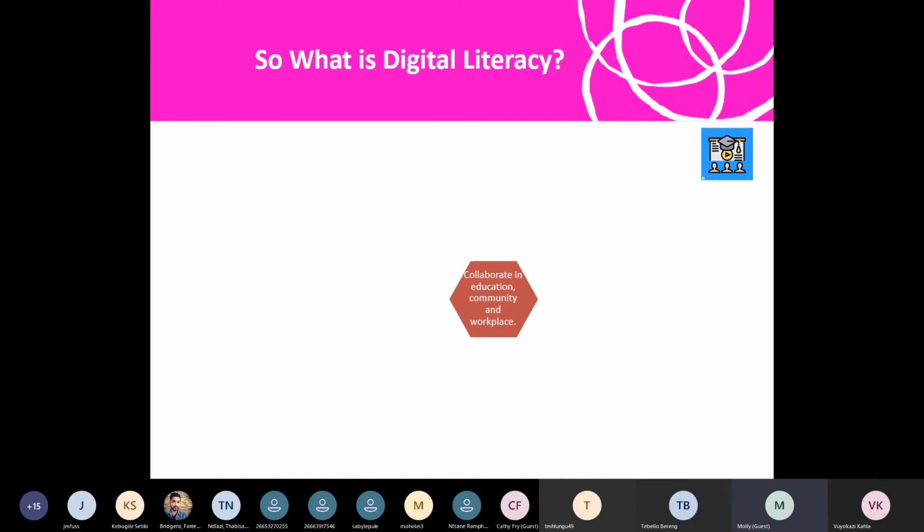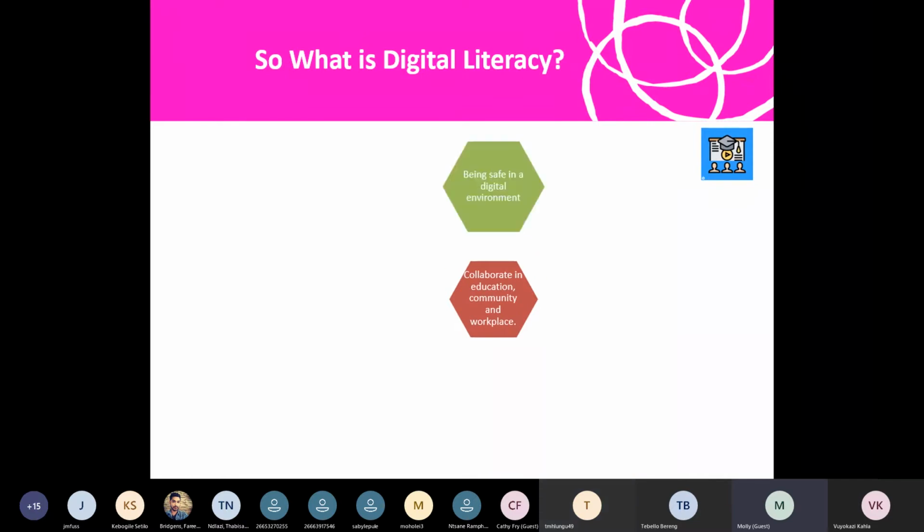So let us look at the elements of digital literacy. If we want to bring about change, let us look at the elements. So at the very center, we have collaborate in education, community, and workplace. That's right at the center of learning, at the very core.